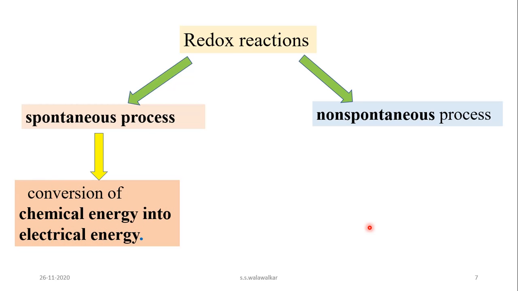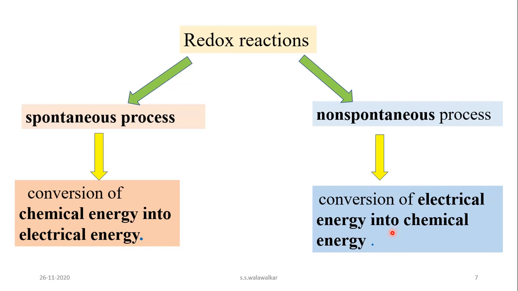So in spontaneous processes, chemical energy is converted into electrical energy. It's a spontaneous process. But when electrical energy is converted into chemical energy, what is it?